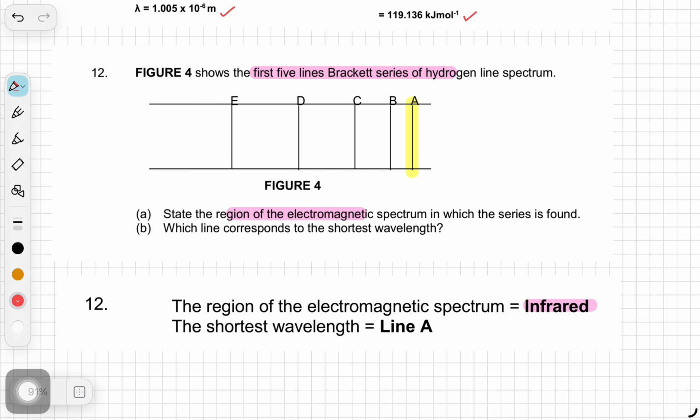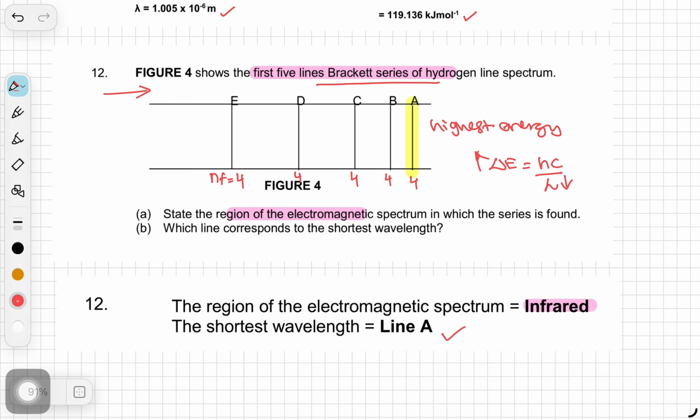Let me write that. A has got the highest energy. So highest energy means the shortest wavelength, and that would be line A. A quick recap, first 5 lines in the Brackett series, meaning n final equals 4. So all these transitions are going to end up at 4.